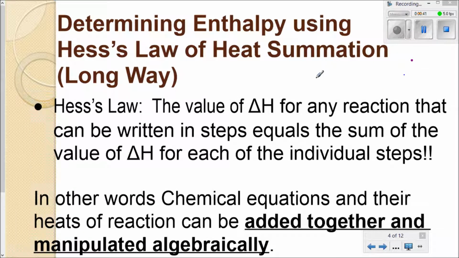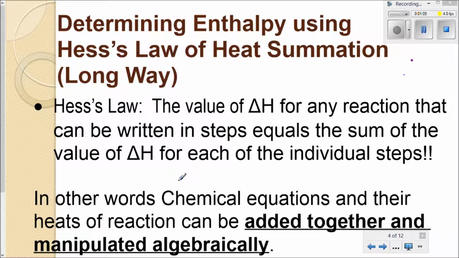So, the definition of Hess's Law is that the value of any unknown enthalpy, so we don't know an enthalpy for a reaction, well, it can be written in steps equal to the sum of the value of delta H for each individual step. Well, what does that mean? You should have been confused by that statement. All it means is that chemical equations and their enthalpies can be added together and manipulated algebraically.